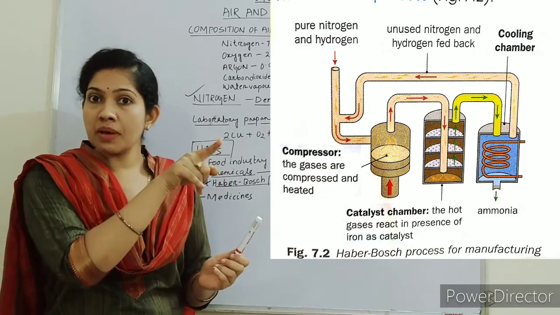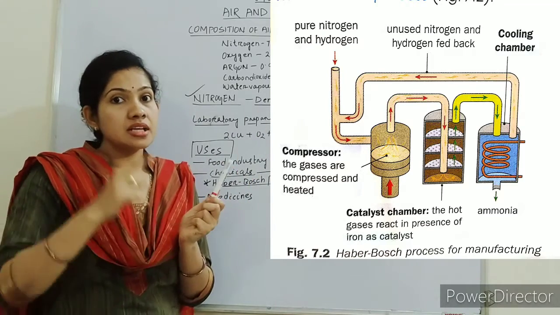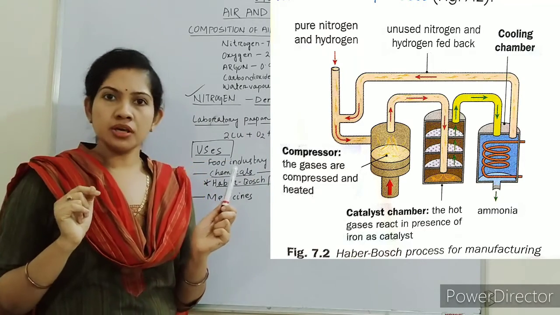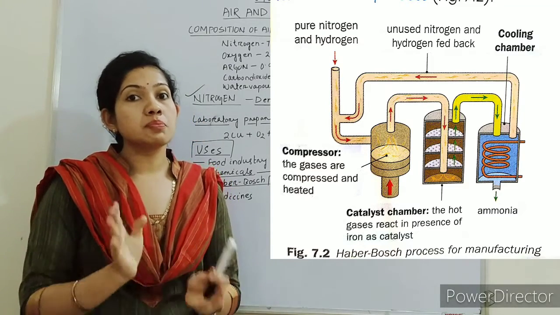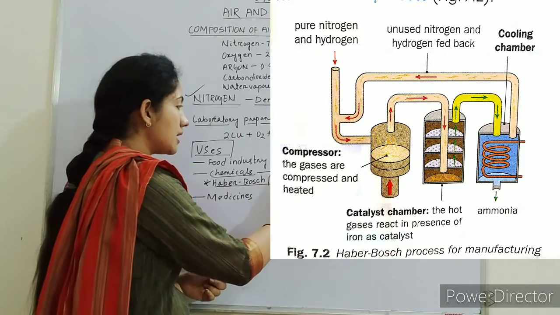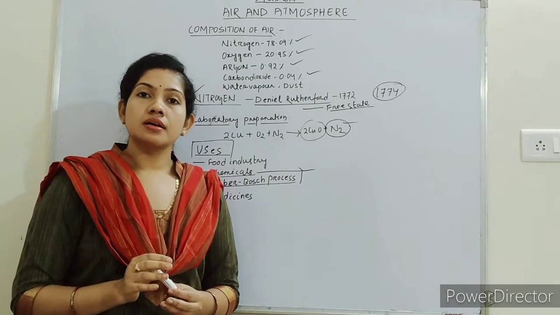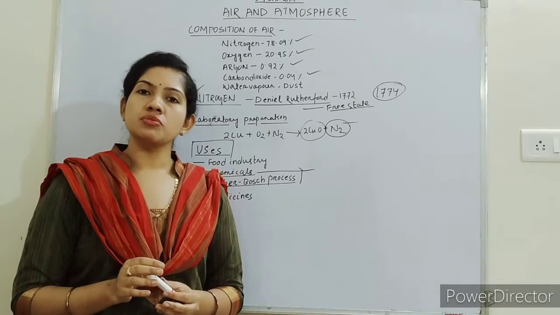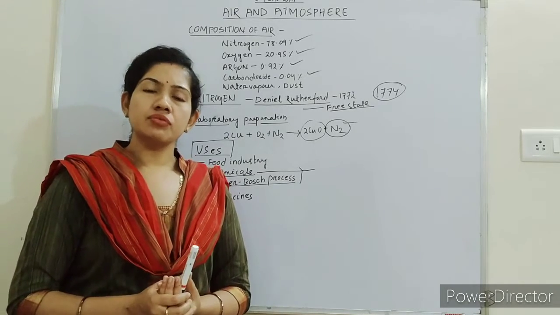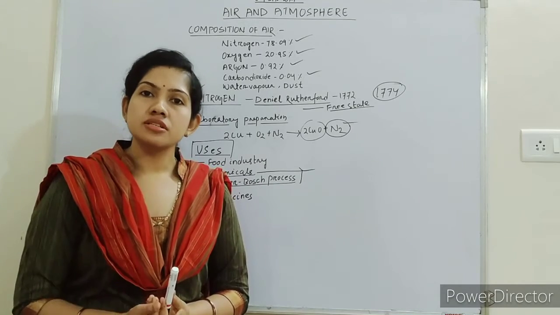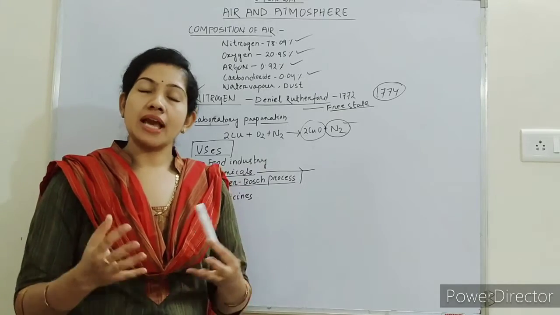There will be two separate pipes. One is for supplying nitrogen and hydrogen inside, another is for collecting ammonia outside. So this is a very widely used industrial method of preparation of ammonia by the Haber-Bosch process. It is a very widely used process in industries for the formation of ammonia. And ammonia is used widely for making fertilizers, like ammonium nitrate, ammonium sulphate or calcium cyanamide.